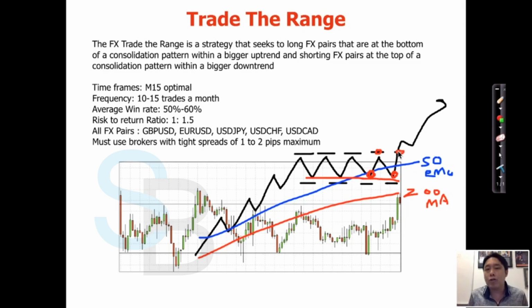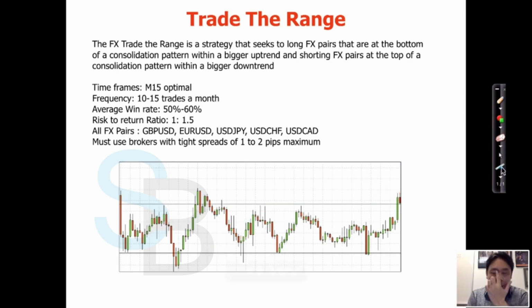So for the trade the range strategy, we don't always risk 1 to make 1.5. We could make 2 or even 3 depending on how wide the range is. So that's what I mean by we go long on FX pairs that are at the bottom of a consolidation pattern within the context of a bigger uptrend. So that's what I mean by this.